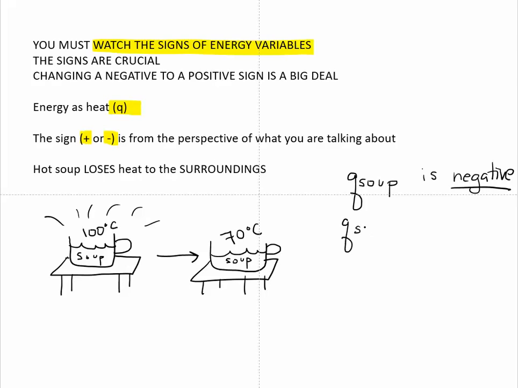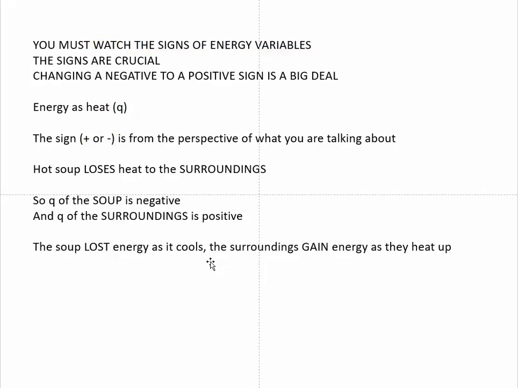The Q from the perspective of the surroundings is positive because the surroundings are gaining energy. They're heating up because the energy is transferring from the soup to the surroundings. So the Q of the soup is negative. The Q of the surroundings is positive. The soup lost energy as it cools. The surroundings gain that energy as they heat up.